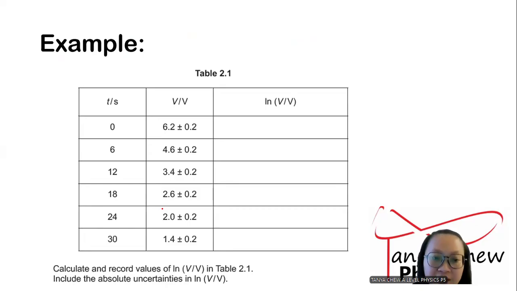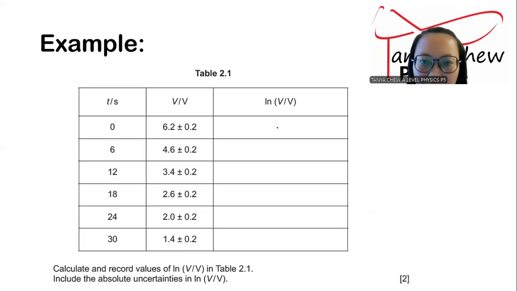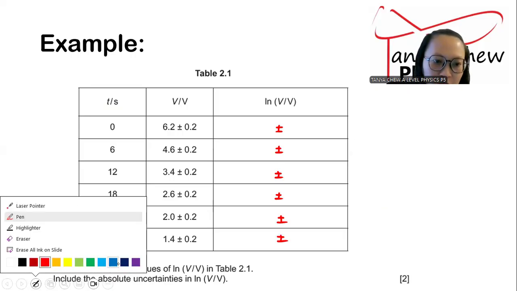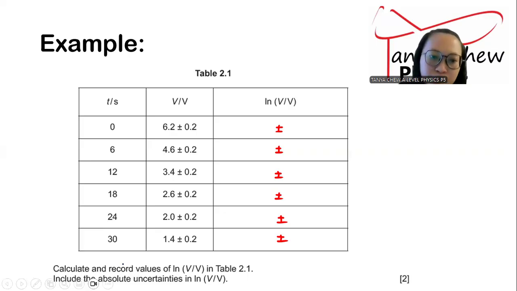Could you see that? Calculate and record values of ln V/V, where V is the unit of V. In table 2.1, include the absolute uncertainties in ln V/V. Now, when the question mentions that you have to include the absolute uncertainty, the first step is that you put plus minus in between. That's all. Make sure that you put plus minus in between everything here. And after that, look at the question again. The question wants you to record ln V together with the absolute uncertainty.